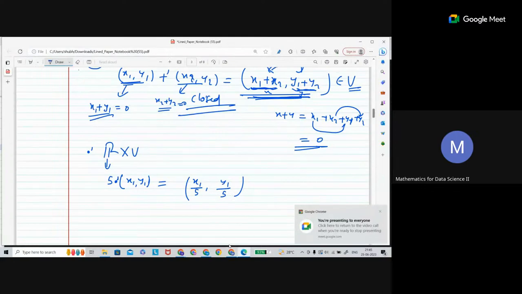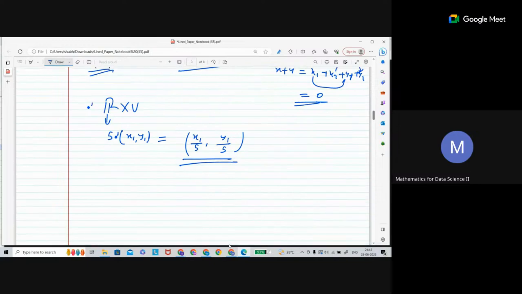Okay. So this operation is defined like this. Let me change it with C, or alpha. Alpha is any real number. And this here is an operation, so you can think of it like this also.